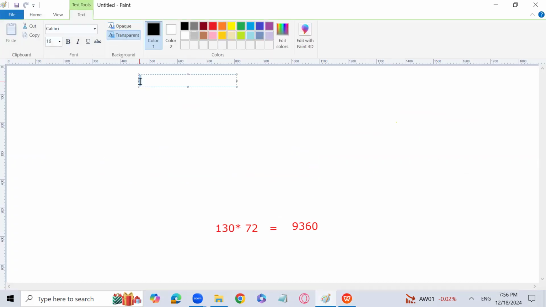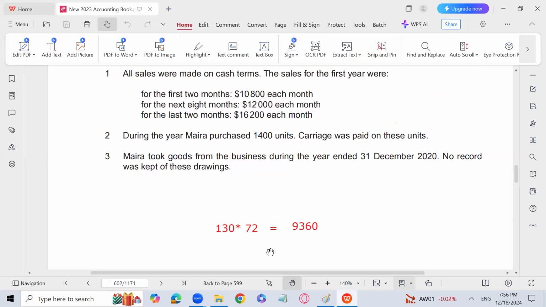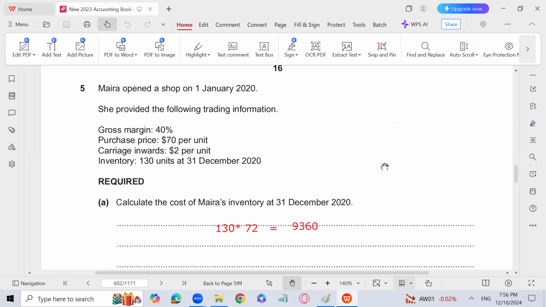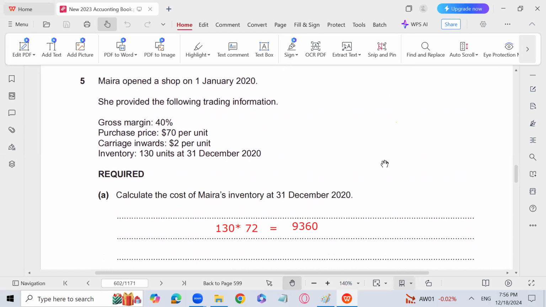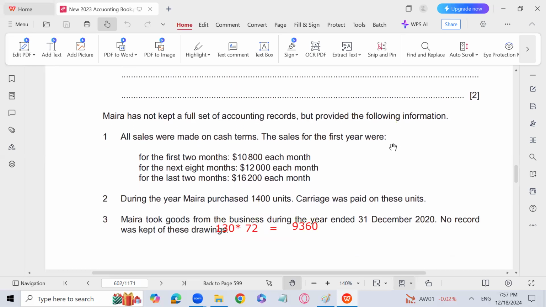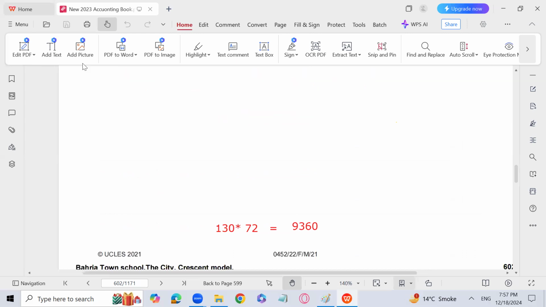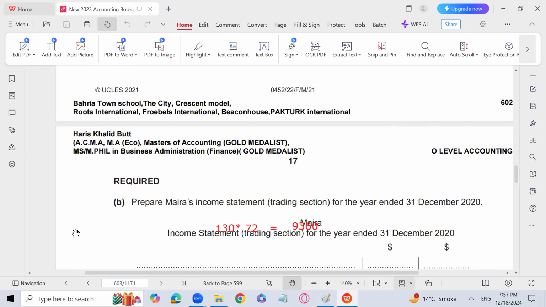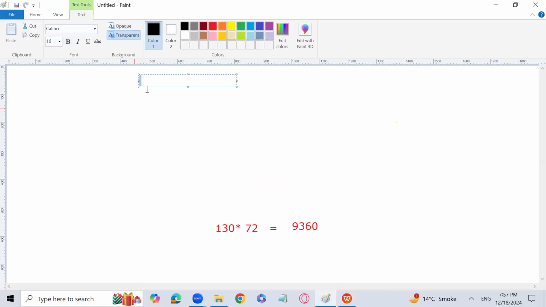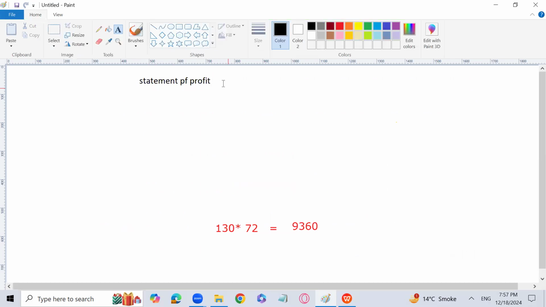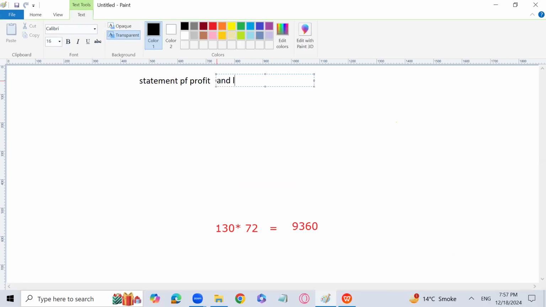As discussed earlier with you, whenever margin or markup is given in the question, we can calculate the gross profit directly. Margin is given in this question, that is 40%. So we can calculate the gross profit directly. First of all, we need to prepare Myra's income statement or just a trading account, you can type it down. I will go with statement of profit and loss, because this is now called the statement of profit and loss. And I will go with the dollar sign.